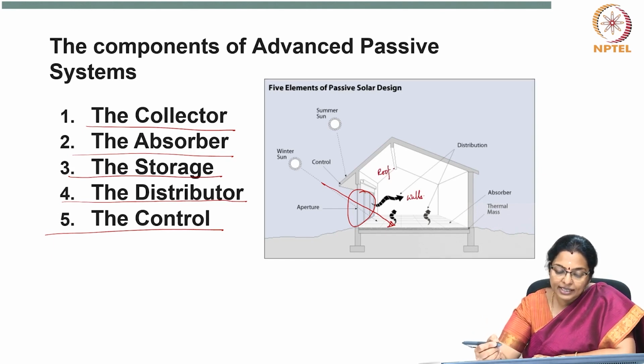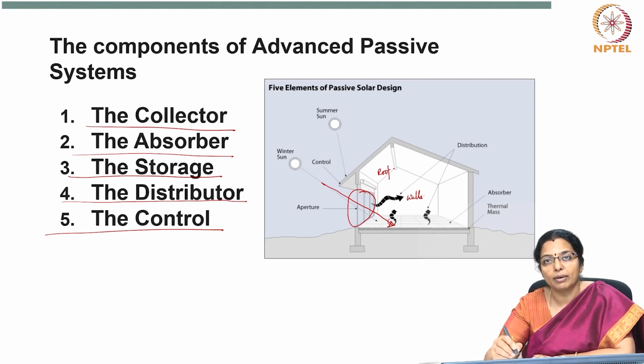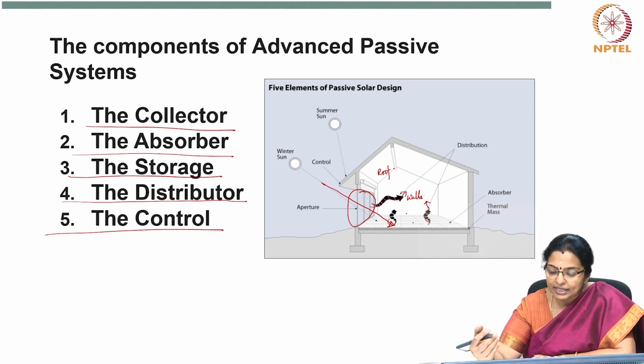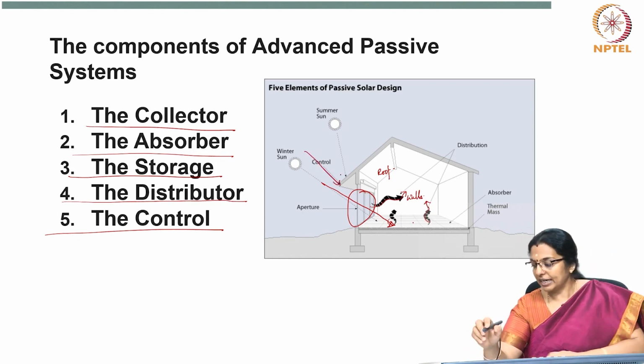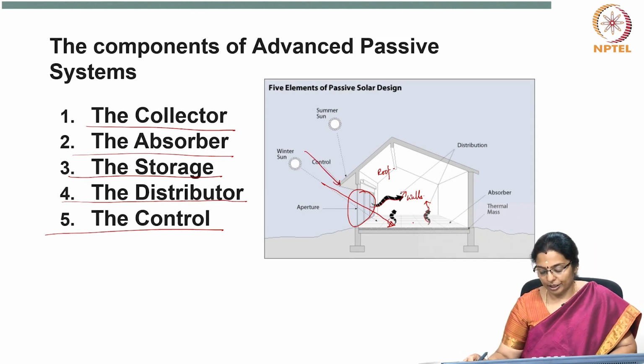Then where does it get stored? In the flooring, wall, roofing, based on the thermal mass, which we already saw. Then the distributor. The air moves inside and that becomes the distributor. Sometimes even these materials, because of radiation, can be called a distributor. Control comes in the form of shading devices. So, the shading devices will act like a control.